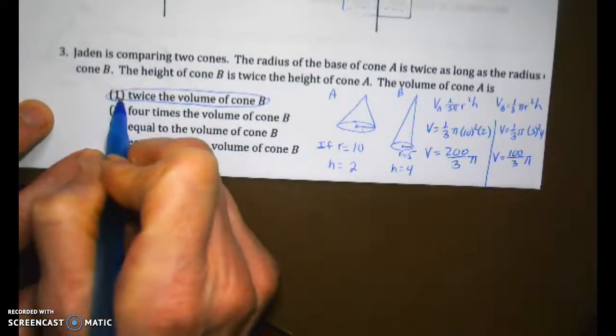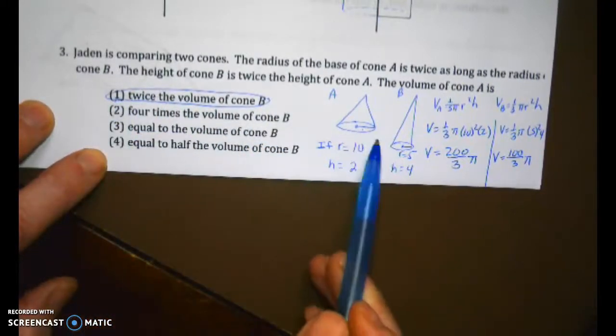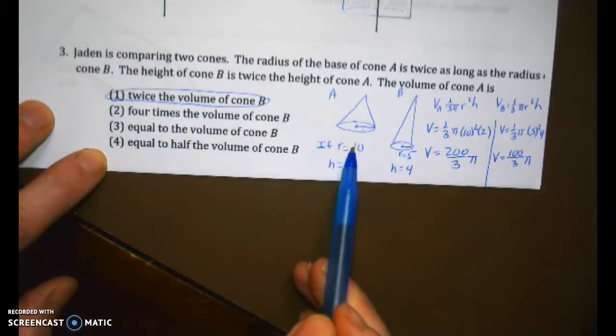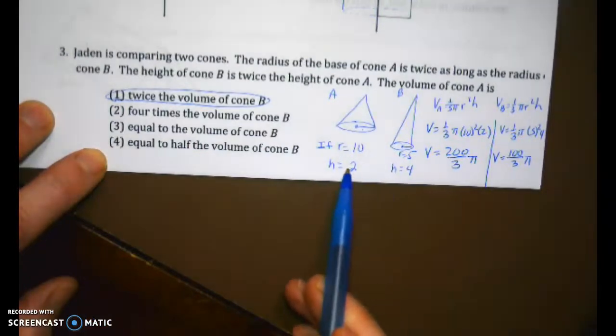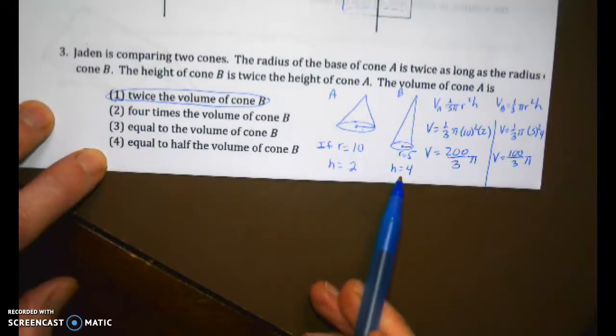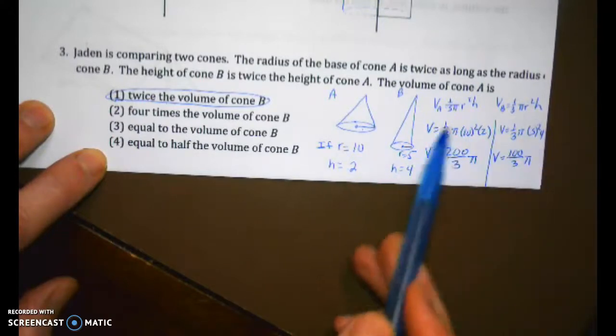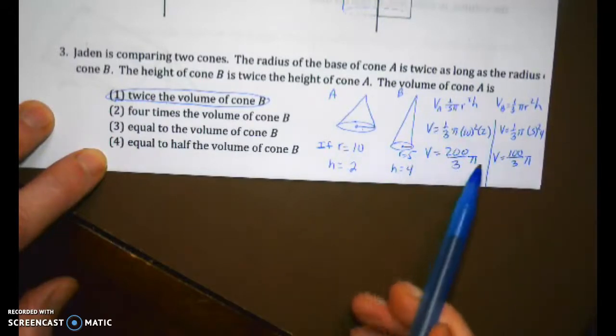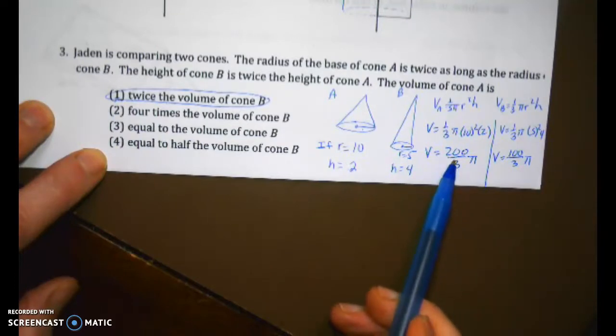Now, if you want, you can pause the video and try any different numbers. Just make sure that the radius of A is twice the radius of B, and the height of cone A is half the height of cone B, and this will work out every time. You'll get different numbers, but the volume of cone A will always be twice the volume of cone B.